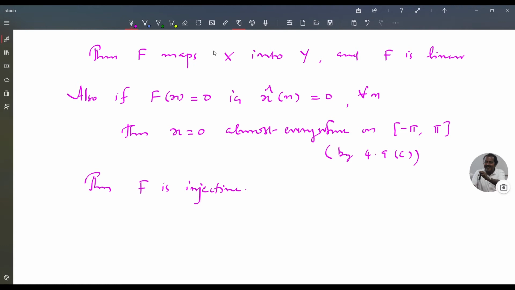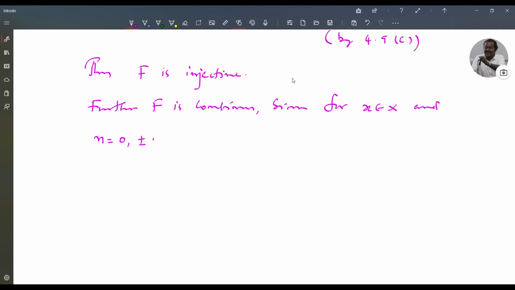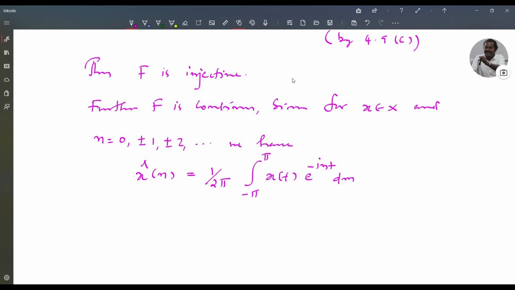Further, f is continuous, since for x in X and n equal to 0, plus or minus 1, plus or minus 2, etc., we have x cap of n equal to 1 by 2 pi times the integral from minus pi to pi of x of t e raised to minus int dm of t. So this implies 2 pi times x cap of n equal to the integral from minus pi to pi of x of t e raised to minus int dm of t.